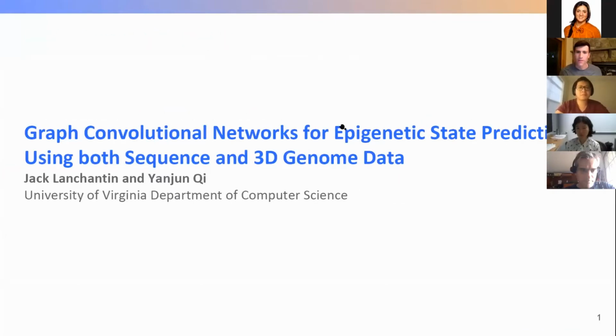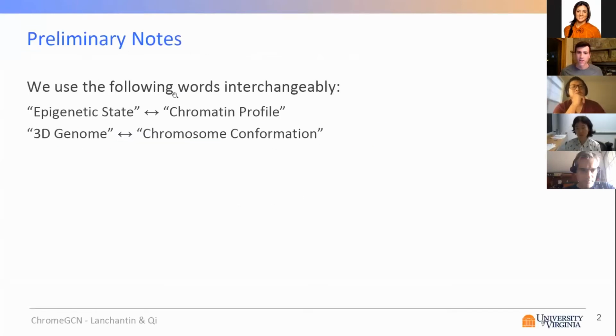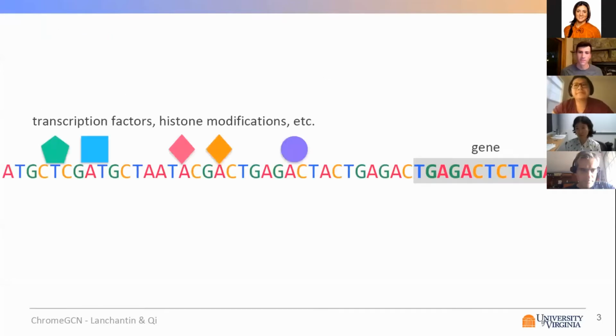Okay. Hi, everyone. So I'm going to be talking today about our work called Graph Convolutional Networks for Epigenetic State Prediction using both sequence and 3D genome data. This is joint work with my advisor, Dr. Yanjun Chi from the University of Virginia. Just a quick preliminary note before I get going: we use the following words interchangeably: epigenetic state with chromatin profile, and 3D genome with chromosome conformation. So throughout the talk, I'll use those interchangeably.